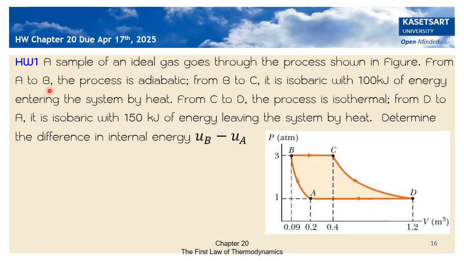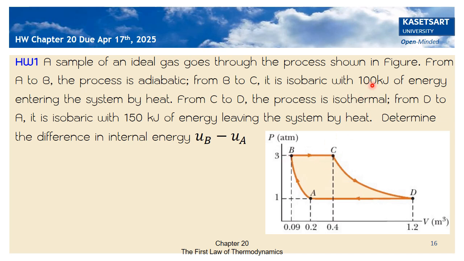Homework 1 for Chapter 20. A sample of ideal gas goes through the process shown in the figure. From A to B, the process is an adiabatic process. From B to C is an isobaric process with 100 kilojoules of energy entering the system by heating.